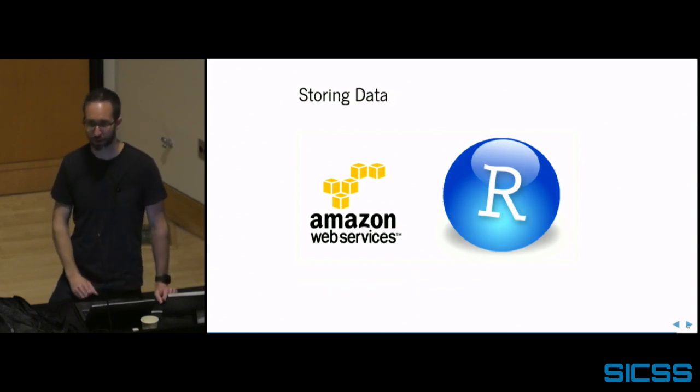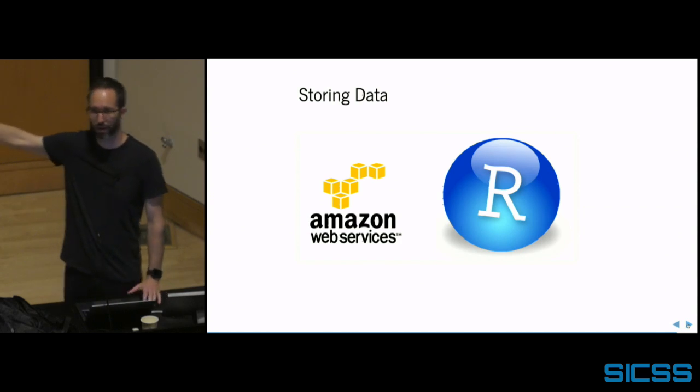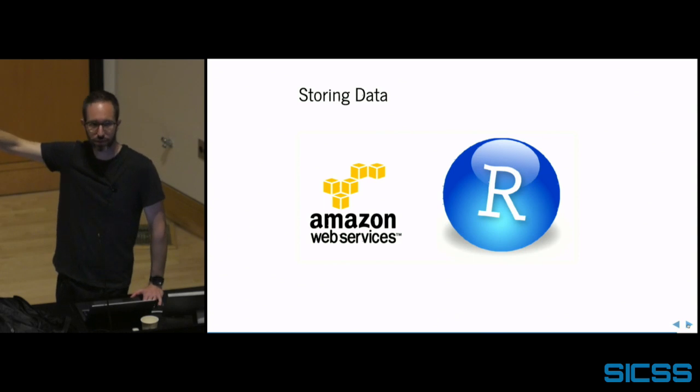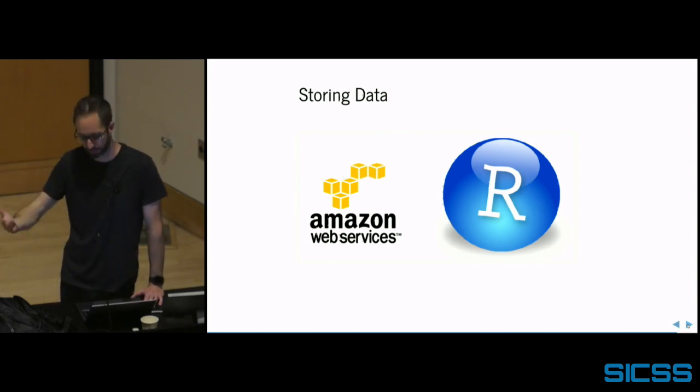They're also useful for storing data. Amazon Web Services has an elastic compute cloud where you might run your instance of RStudio. It also has a storage system called S3 where you might store or push your data collected by an app or a bot or whatever else you're making.